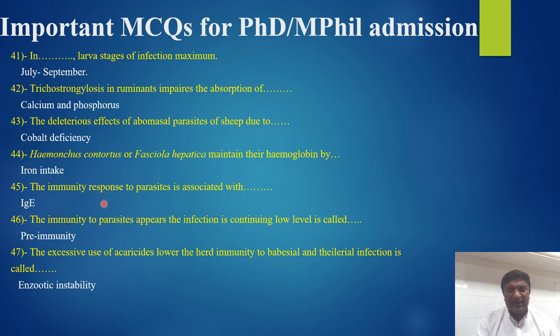The immune response to the parasite is associated with IgE. Immunity to the parasite appears while the infection is continuing at a low level; this is called premunity. The excessive use of acaricide lowers herd immunity to Babesia and Theileria infection, which is called enzootic instability.